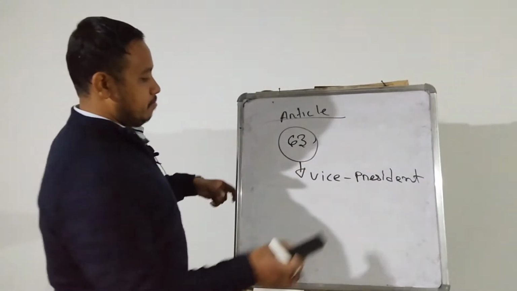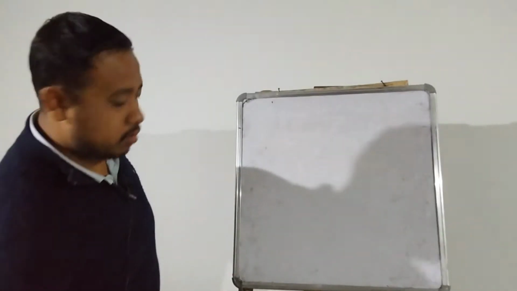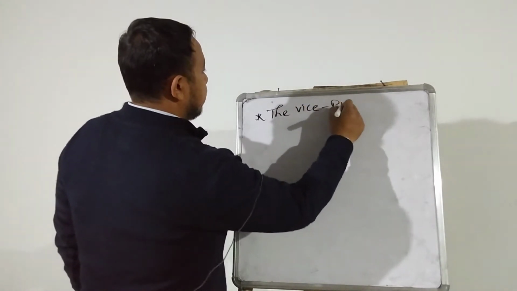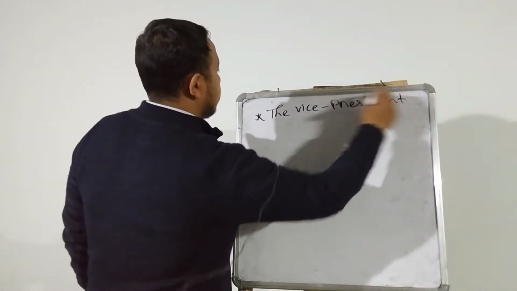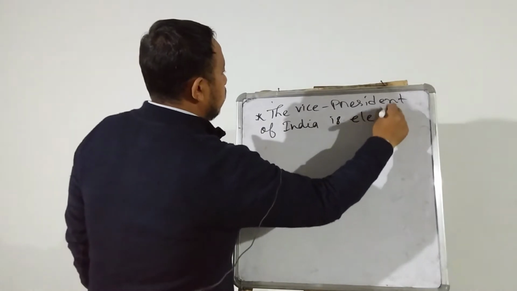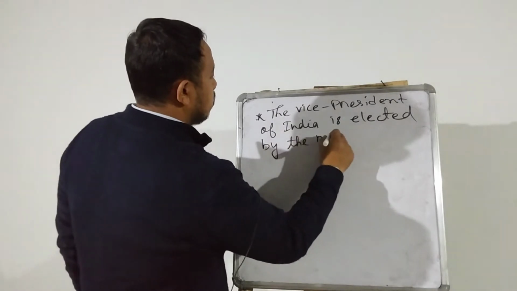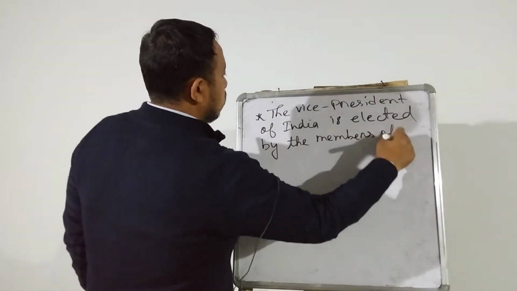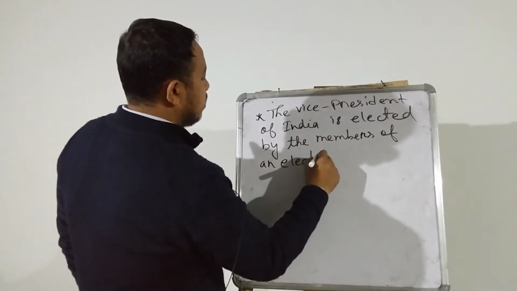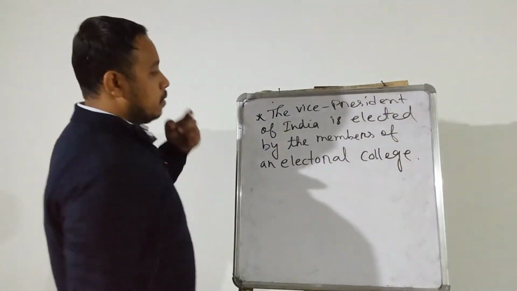So please write this question. Please write this point that the Vice President of India is elected by the members of an electoral college. Very important.